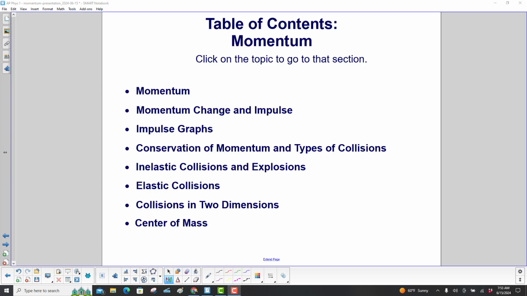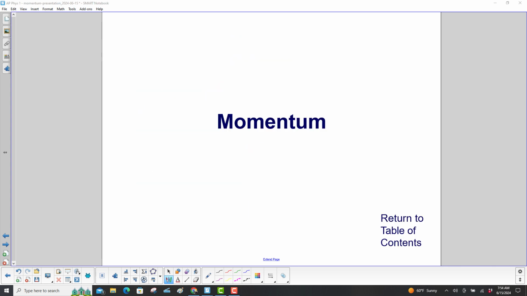Momentum. The definition of momentum, then how momentum changes and relate it to impulse, some graphs of impulse, then the conservation of momentum and different types of collisions, starting with inelastic collisions and explosions, elastic collisions, collisions in two dimensions, and wrapping it up with center of mass.